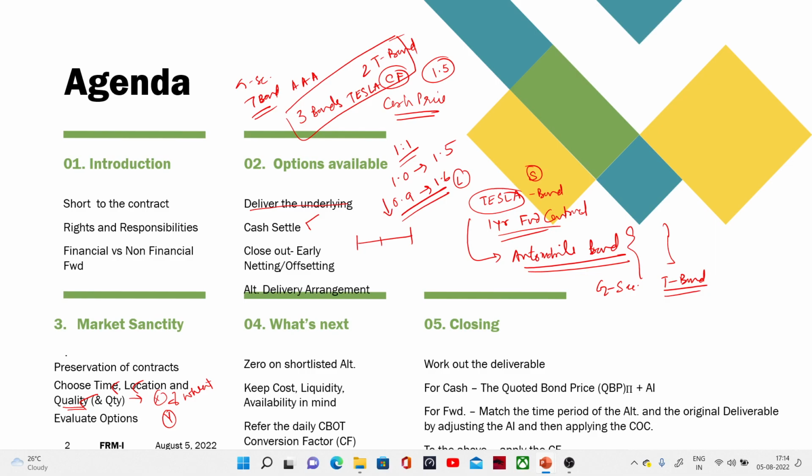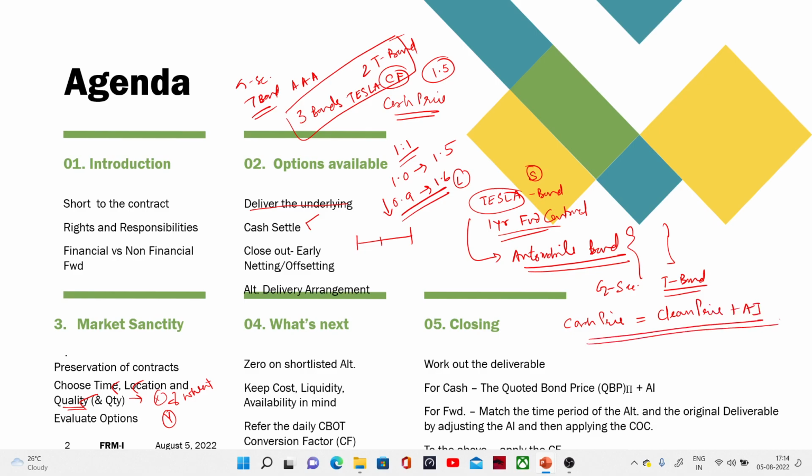So as I said, there are a host of facilities that are being provided to the short in order to see that the contract does not default, especially not because of any fault attributable to the short. So I discussed already the alternate arrangement, and I discussed the conversion factor. Now let's talk about the cash price. If you do have some understanding of the bond, the cash price, which is also known as the dirty price, is the clean price plus the accrued interest, and this is true for any bond.